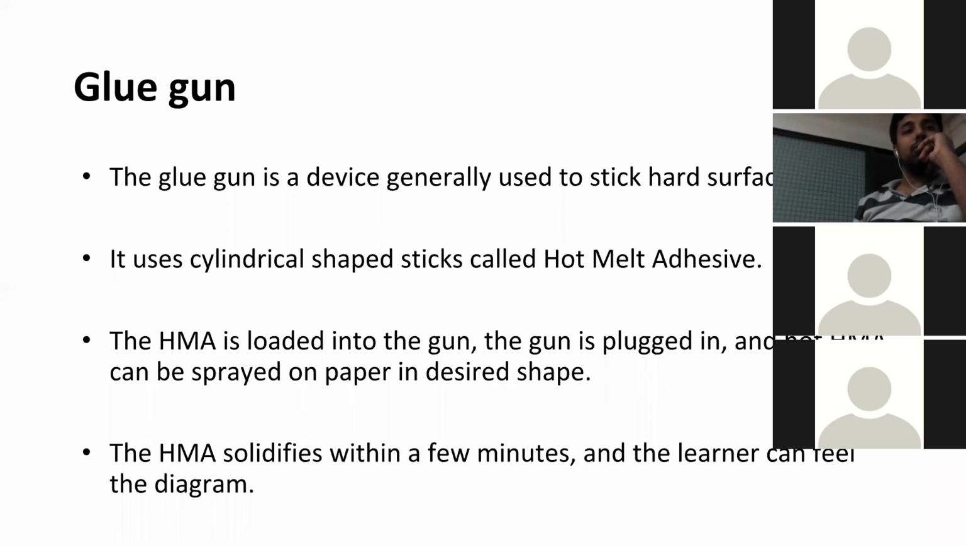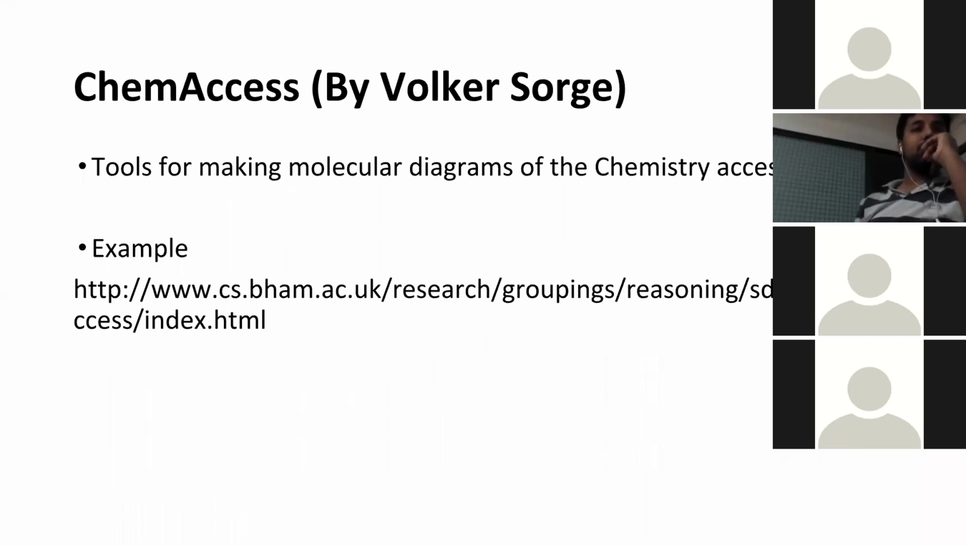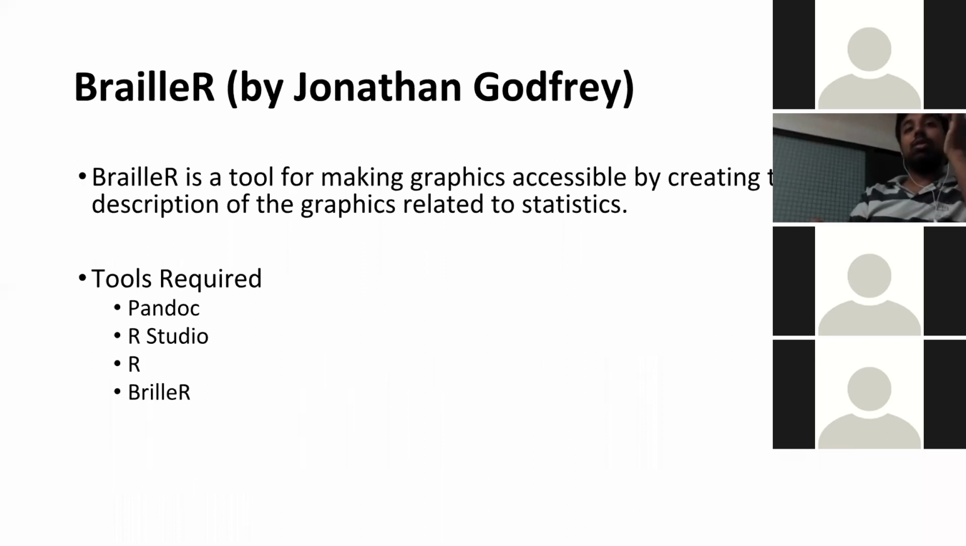And then we have the ChemAccess tool, which gives you textual information about chemical molecules. Similarly, there is one more tool named BrailleR, developed by Jonathan Godfrey. What it does is convert the graph into a textual format, and basically it is used for dealing with statistics. Again, these tools are there, but as the graph becomes more and more complex, they pose some challenges in understanding the graph.